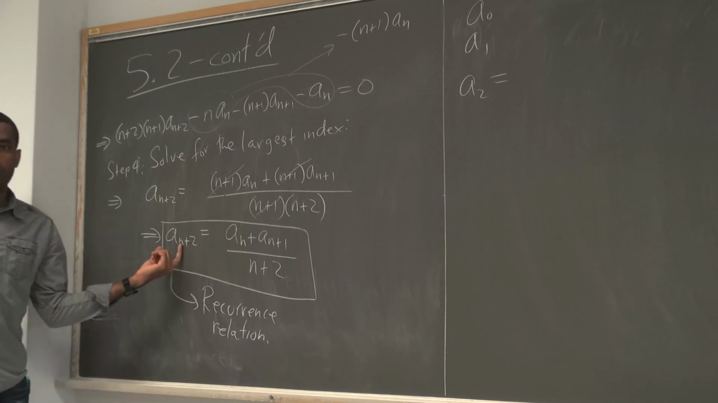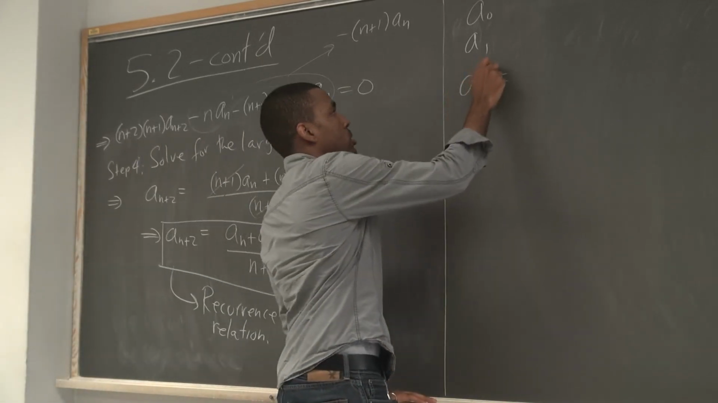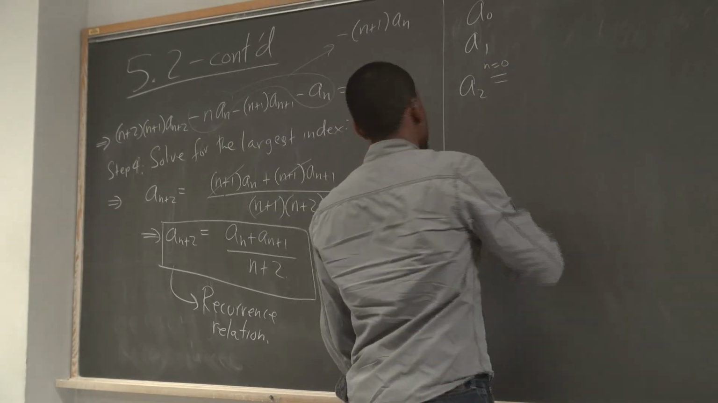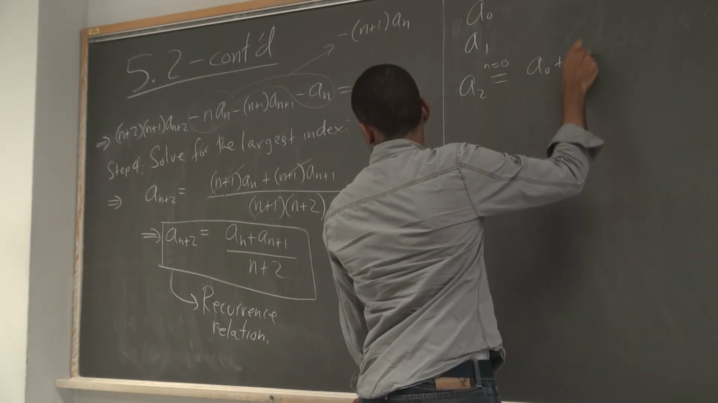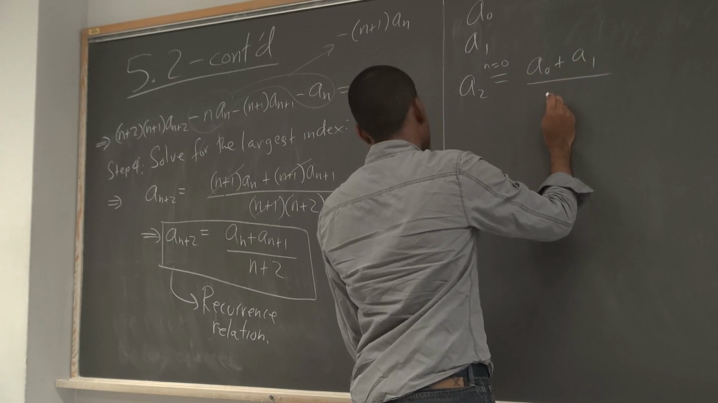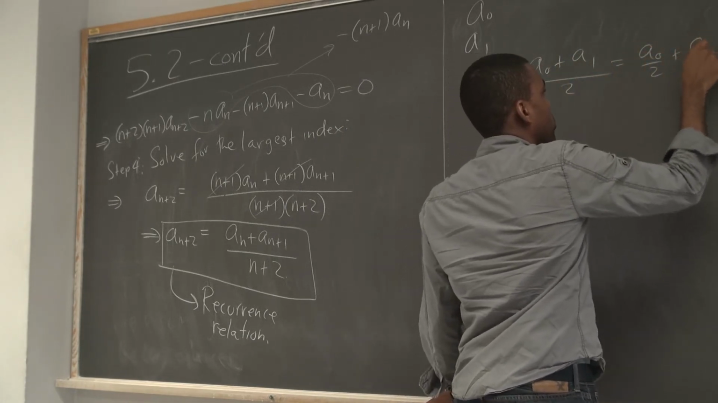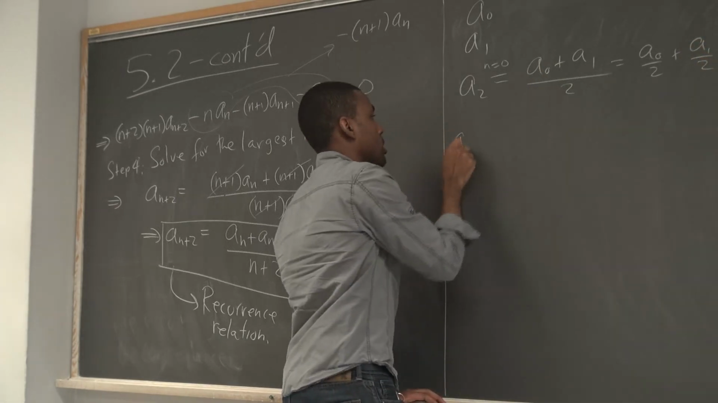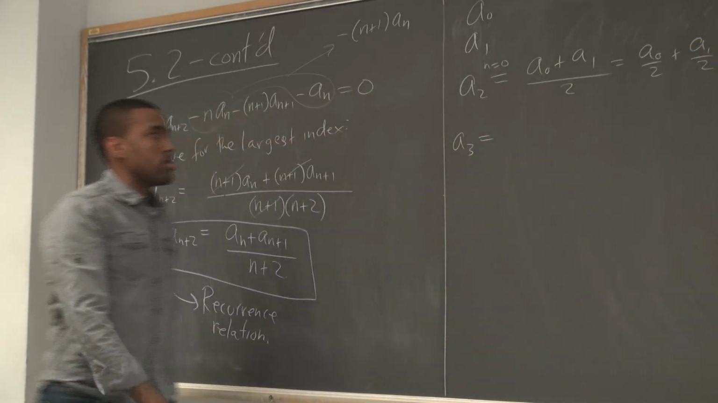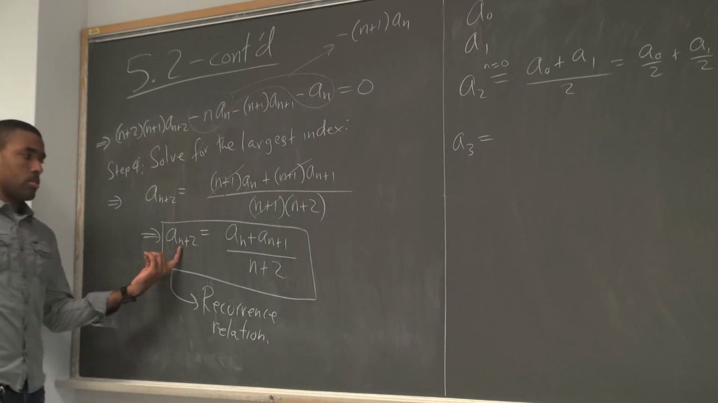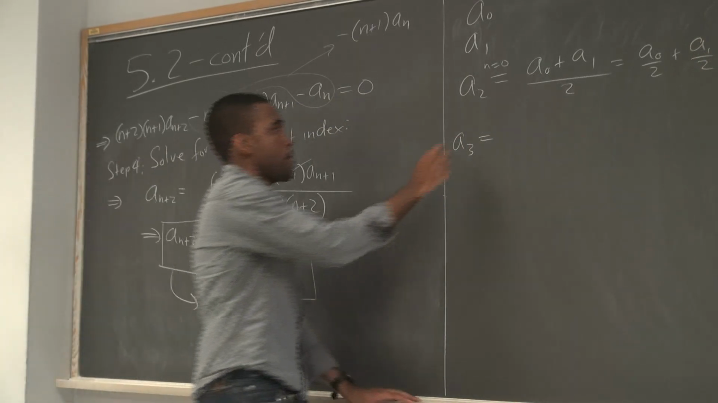Let's plug in n equals 0. If n equals 0, that would give me a_0 plus a_1 over 2. So it's a_0 over 2 plus a_1 over 2. Now to find a_3, I plug in n equals 1.